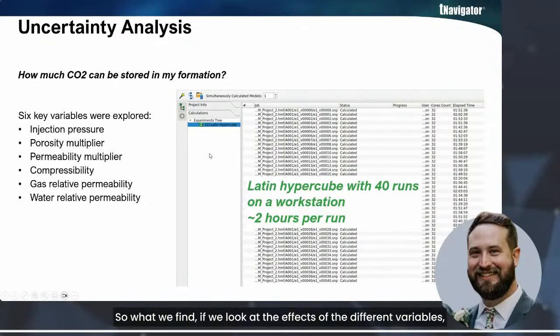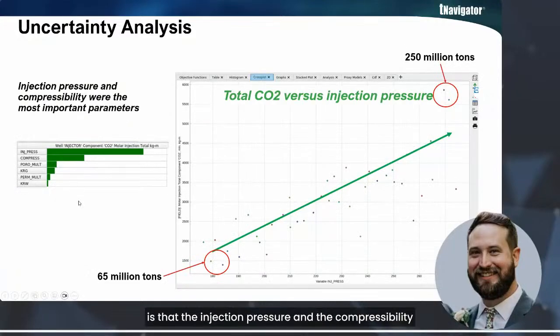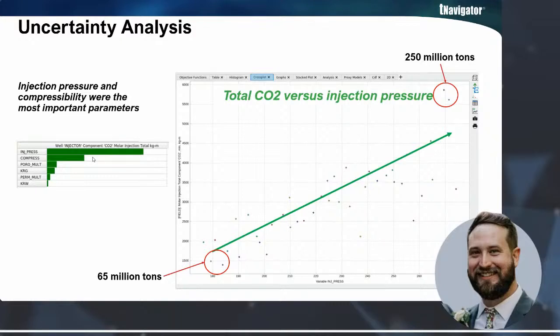So what we find, if we look at the effects of the different variables, is that the injection pressure and the compressibility were the most important parameters. They had the greatest effect on the amount of CO2 we could store. That does make sense, right? Obviously being able to apply more pressure during injection means we can get more CO2 into the formation. So a pretty wide range in how much we could store, 65 million tons to 250 million tons.